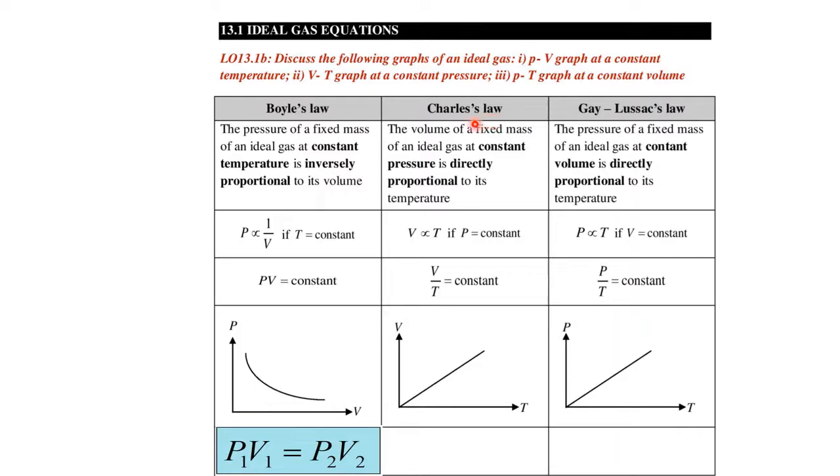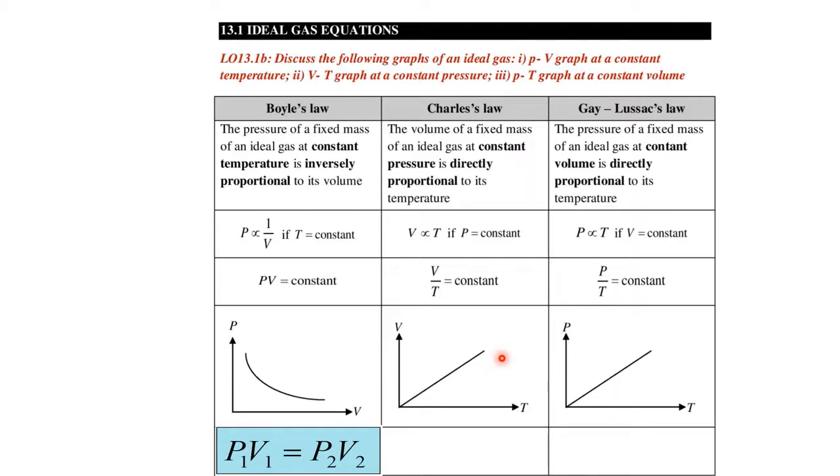Okay, Charles' law states that the volume of a fixed mass of an ideal gas at constant pressure is directly proportional to its temperature. Volume directly proportional to temperature if pressure is constant. So, volume over temperature is constant. Okay, so we have this kind of graph where V directly proportional to T. So, V increase when temperature increase.